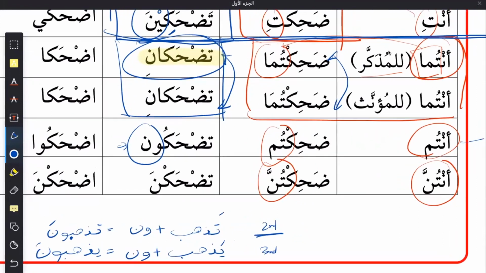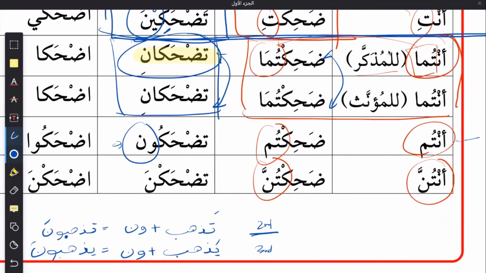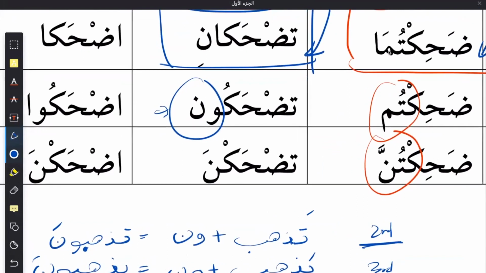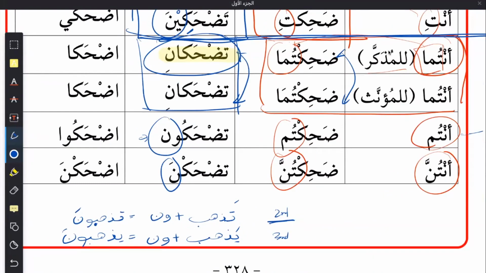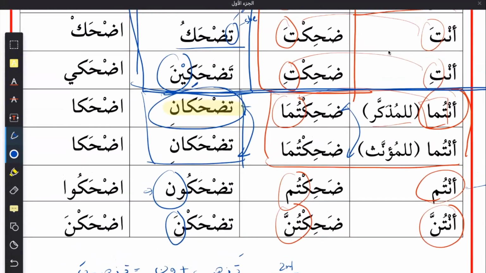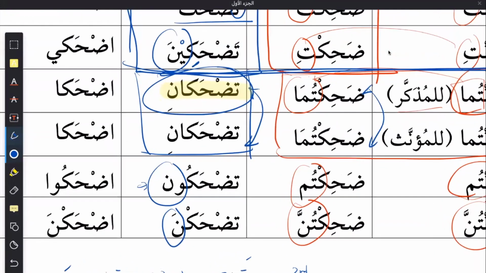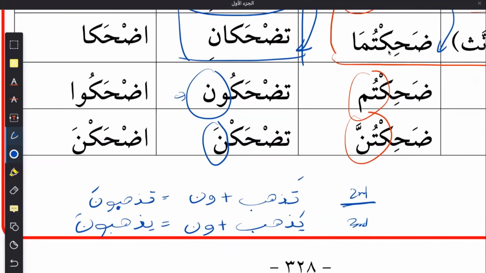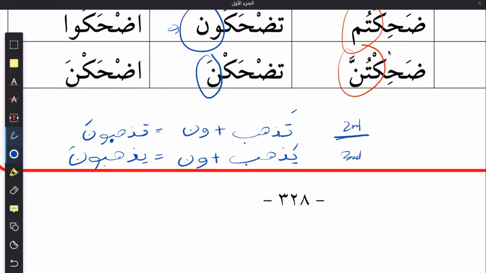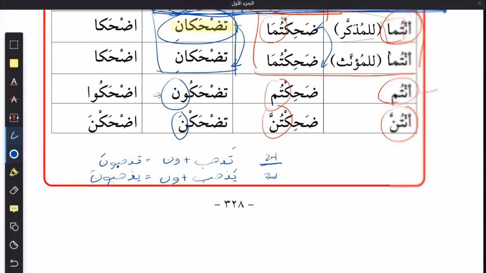Now what happens? Now we have antunna. Antunna is for the you plural feminine. So the context is that every one of the second person are feminine. So what do we do? We say tadhabna. Here we add just the noon with a fatha. When we study a little more grammar, you will understand this noon has different functions. It's not important right now. So when you say tadhabna, you're talking about second person, feminine, plural.